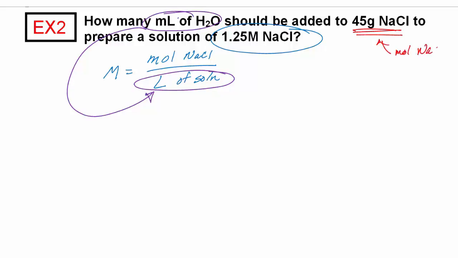We just have to convert. We have it. So let's try this. We'll have 45 grams of sodium chloride. Convert that into moles. We know that there's 58.45 grams in a mole of sodium chloride.